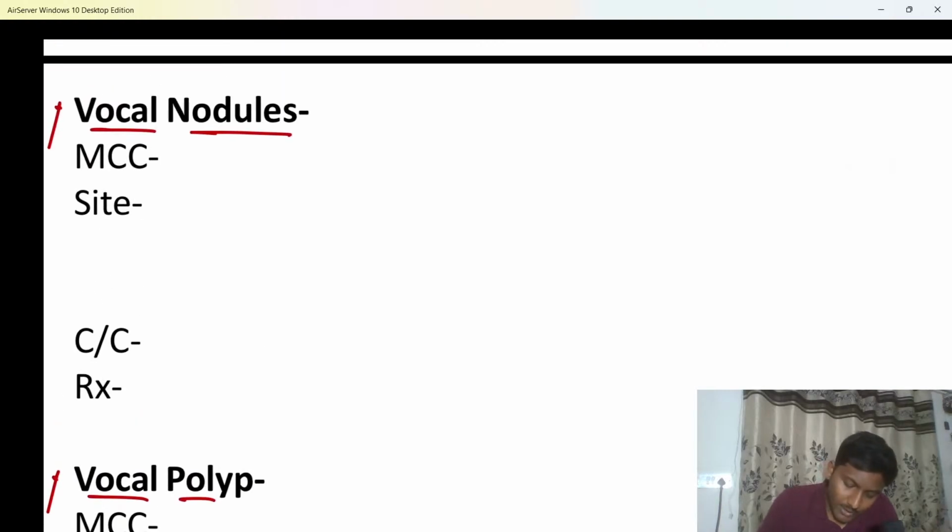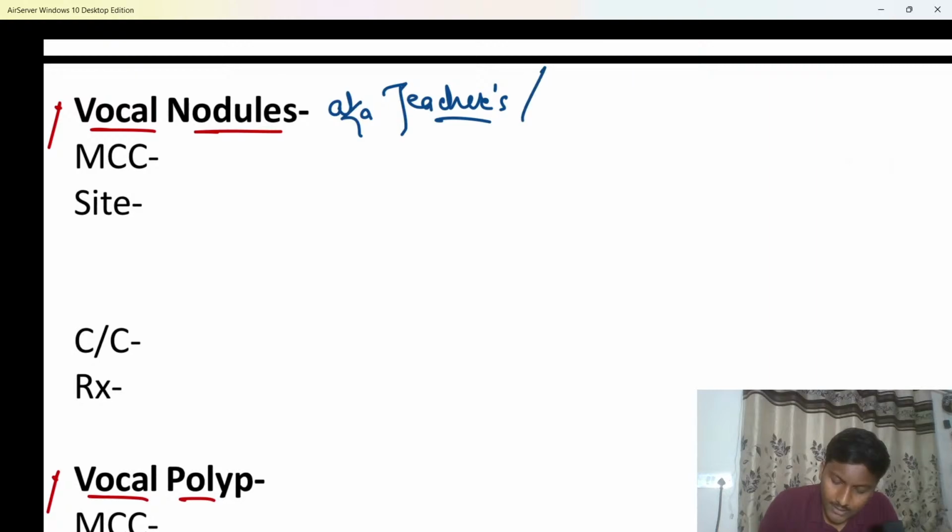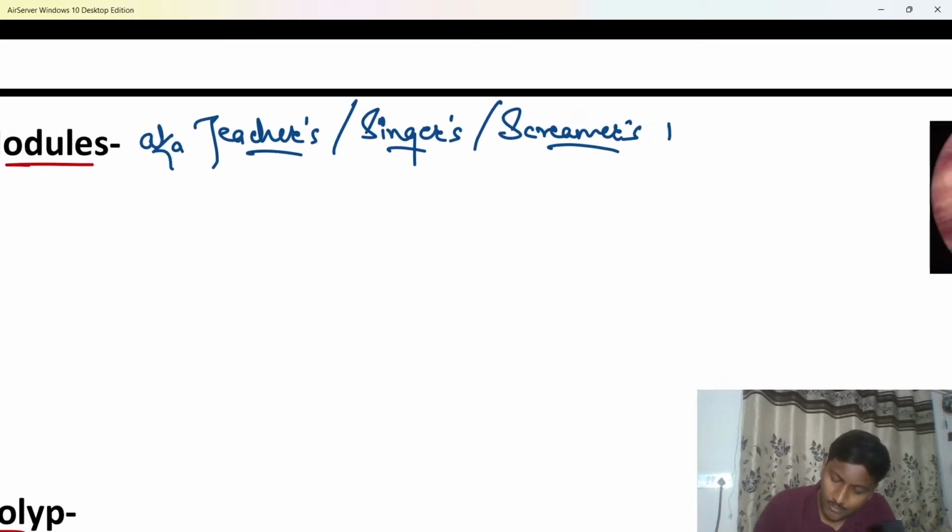Vocal nodules are also called teacher's nodules beta. They are also known as singer's nodules. Third, they can also be called screamer's nodules. Screamer means one who shouts. What is actually very common between all these three? Teachers, singers, or screamers, beta.